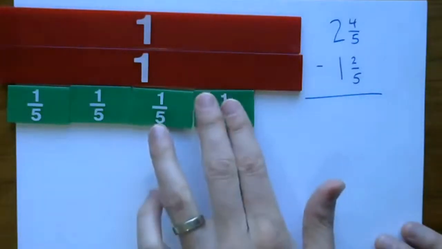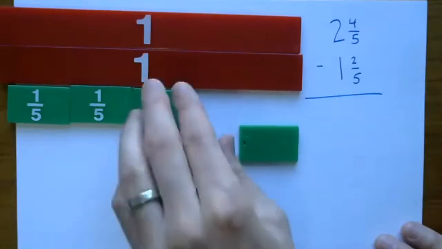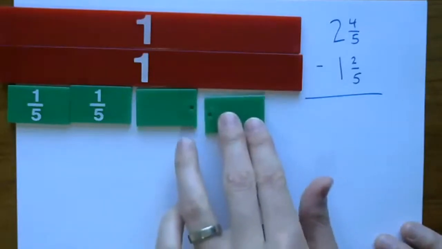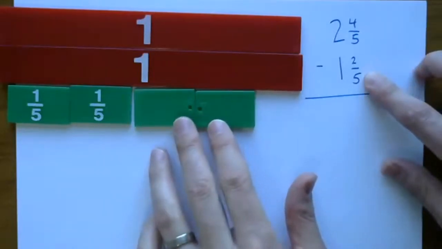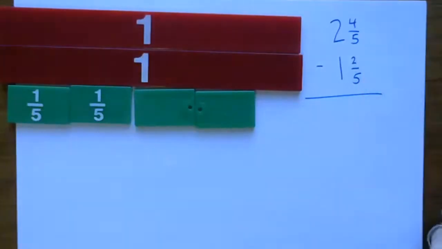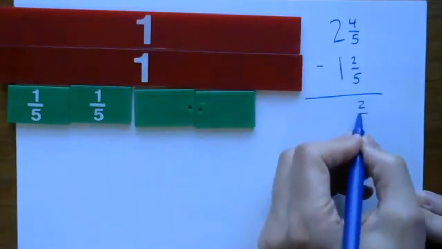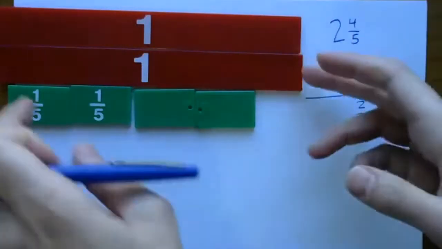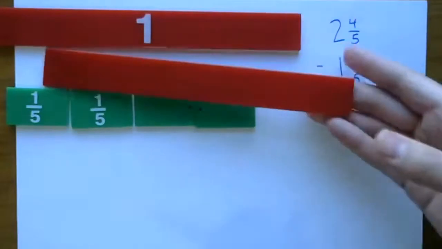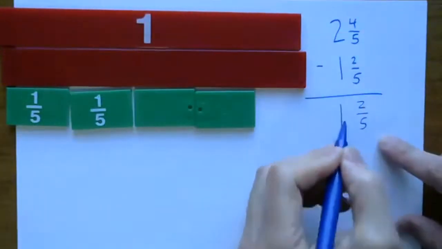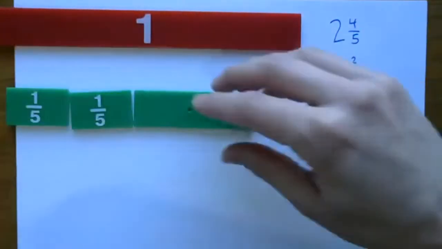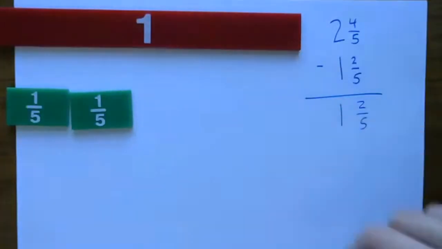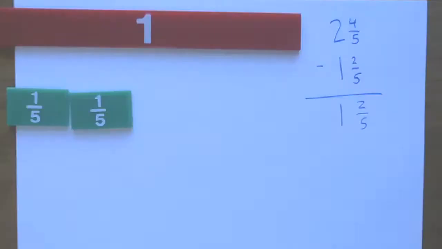So to show subtraction, that we're taking it away, I'm just going to flip these over here. So I subtracted 2/5 from the 4/5, and I have 2/5 remaining. And then with the whole numbers, I have 2 wholes, and I'm subtracting 1 away. So I have 1 whole remaining, and now I'll take away those that I flipped. So you can see 1 2/5 remains.